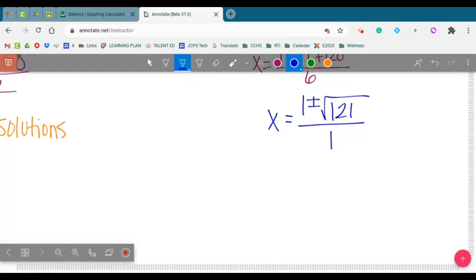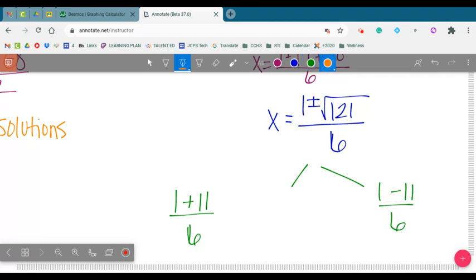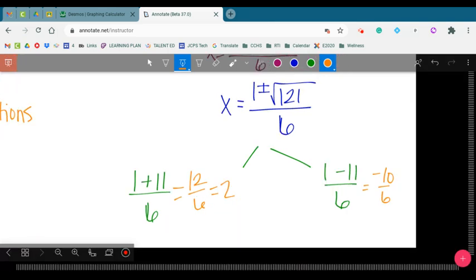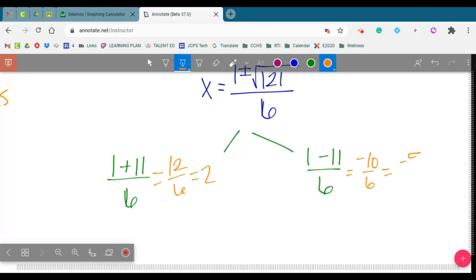Square root of 121 is a perfect square, so we're going to have to split this. We're going to have 1 plus 11 divided by 6, and 1 minus 11 divided by 6. So we're going to get 12 divided by 6, which is 2. We're going to get negative 10 divided by 6, which equals negative 5 over 3. So those are going to be my 2 solutions.